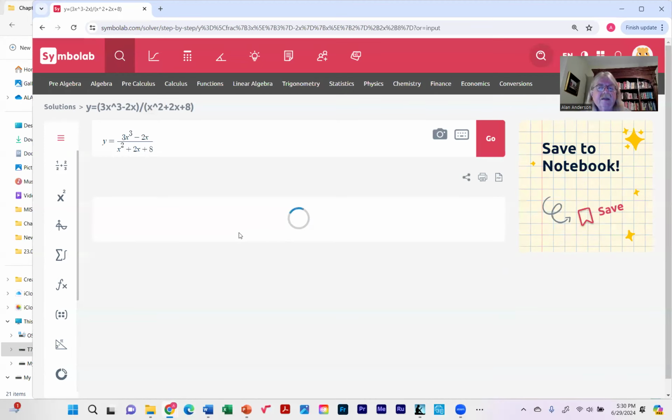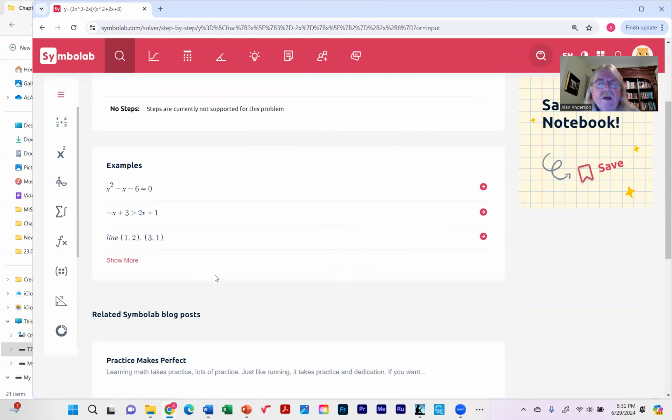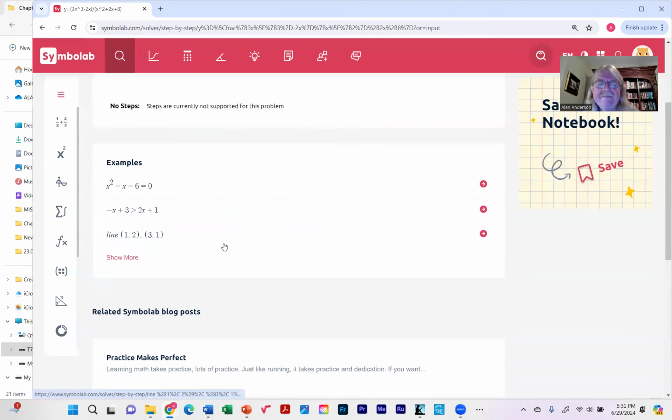Yeah, Symbolab's thinking about it. That suggests that it's going to be a really crazy function. Either that or it just refuses to work. Why not? It's been one of those days.